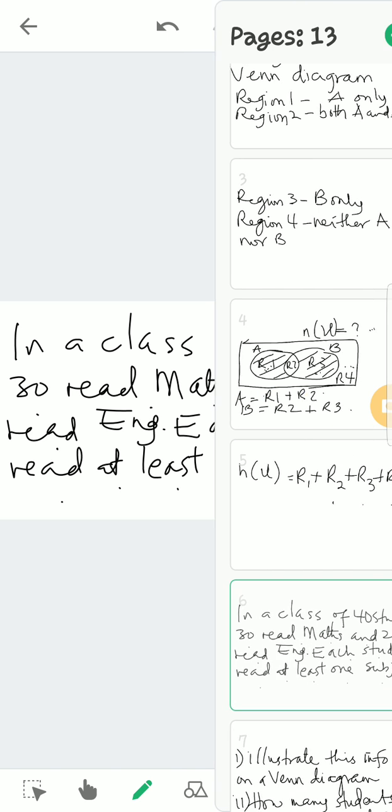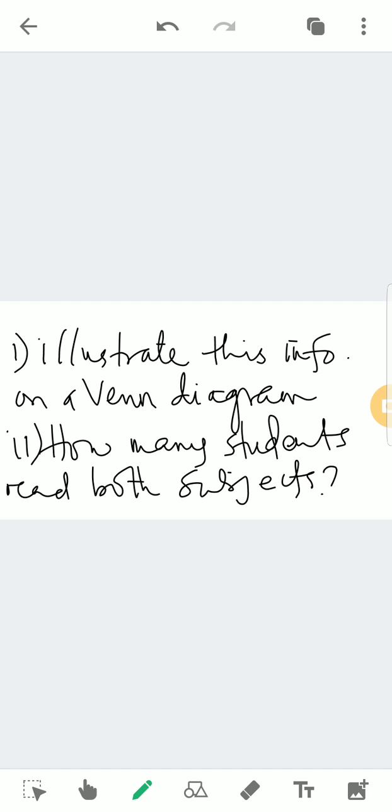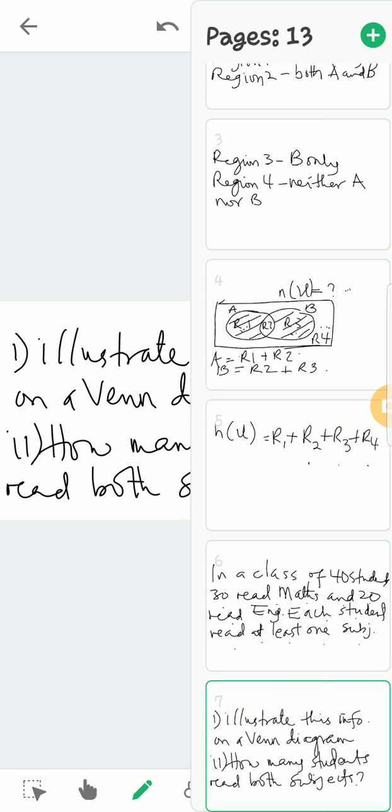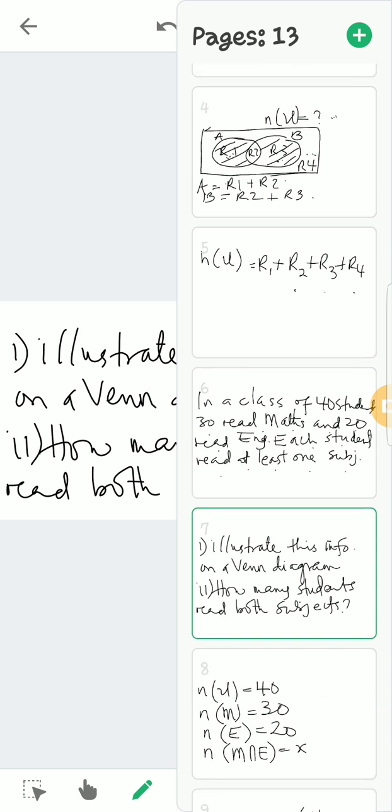Now, illustrate this information on the Venn diagram. That's the first thing you have been asked to do. Then, how many students read both subjects? That is the middle part. Okay, so now we are going to show how we are going to do that.